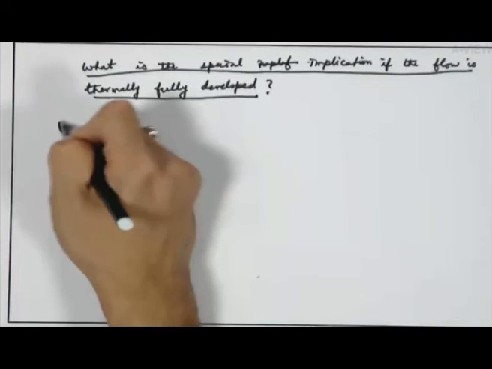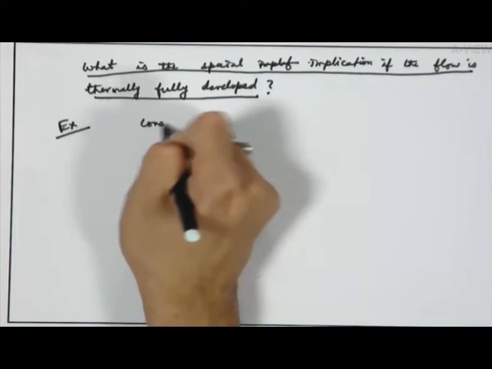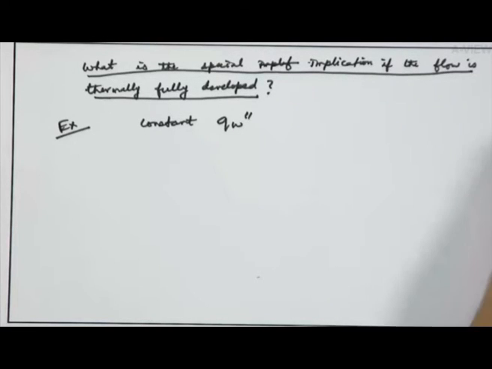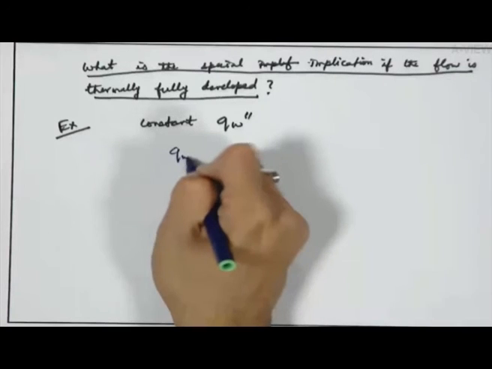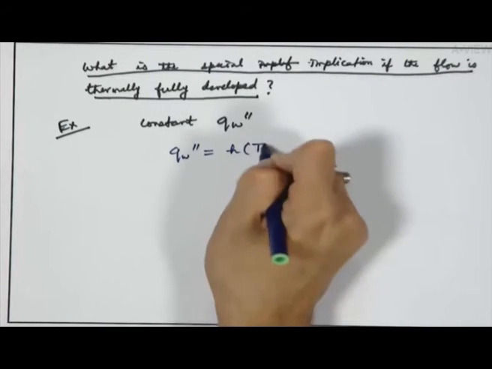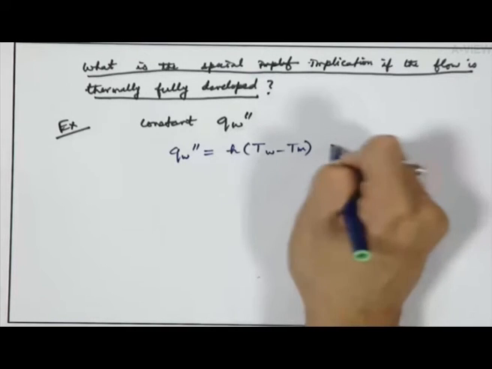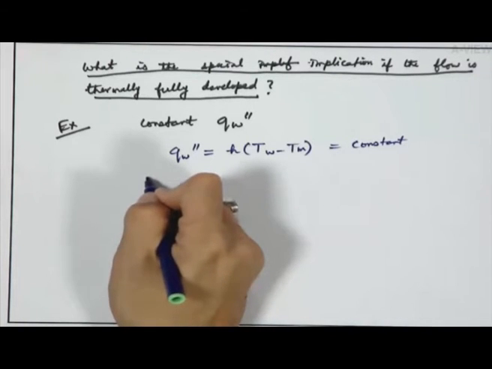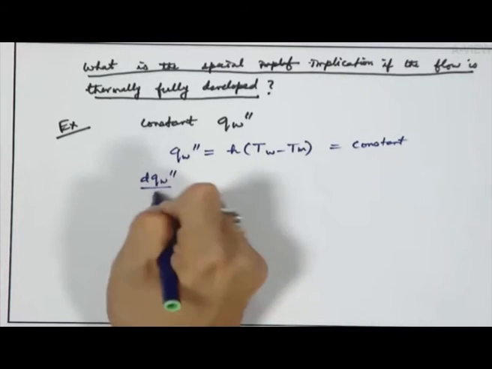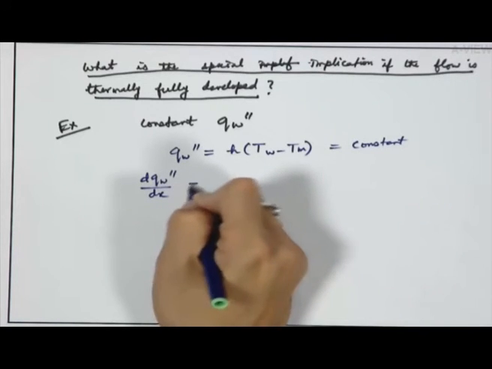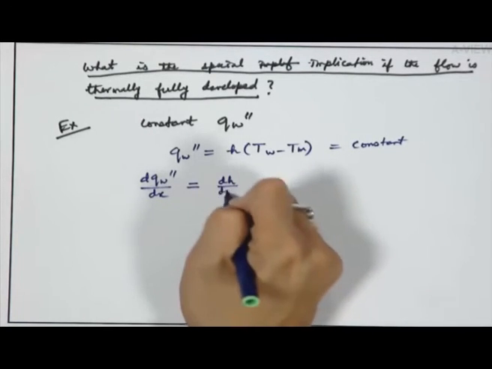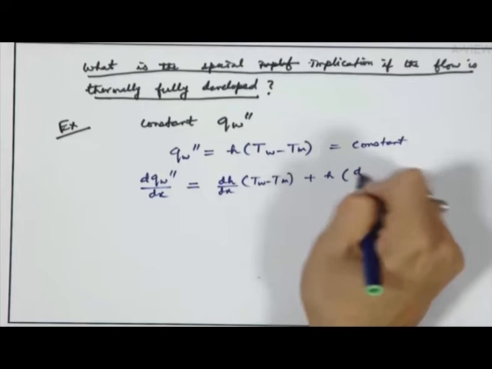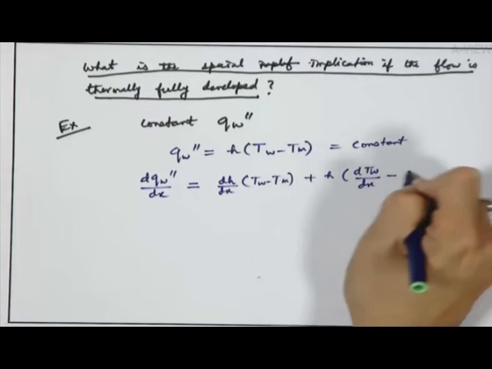So, we will take an example of constant wall heat flux. So, q wall is equal to h into T wall minus Tm, this is constant. Now, differentiate both sides with respect to x. So, dq wall dx is equal to dh dx into T wall minus Tm, plus h into dT wall dx minus dTm dx.